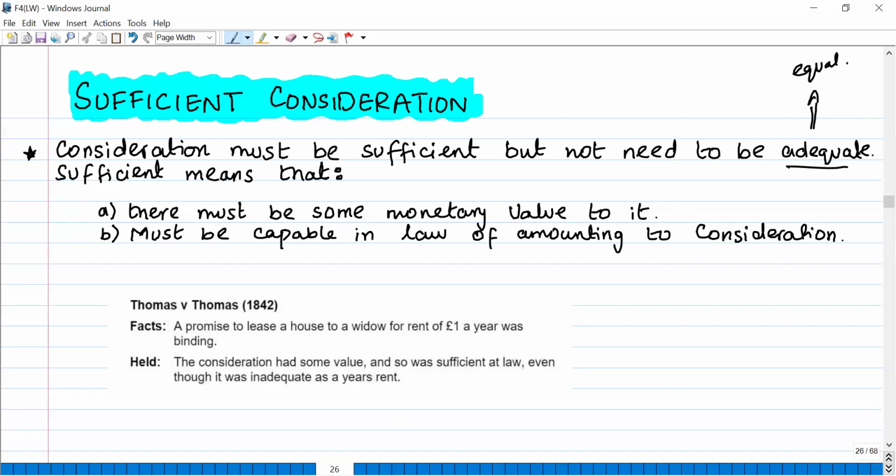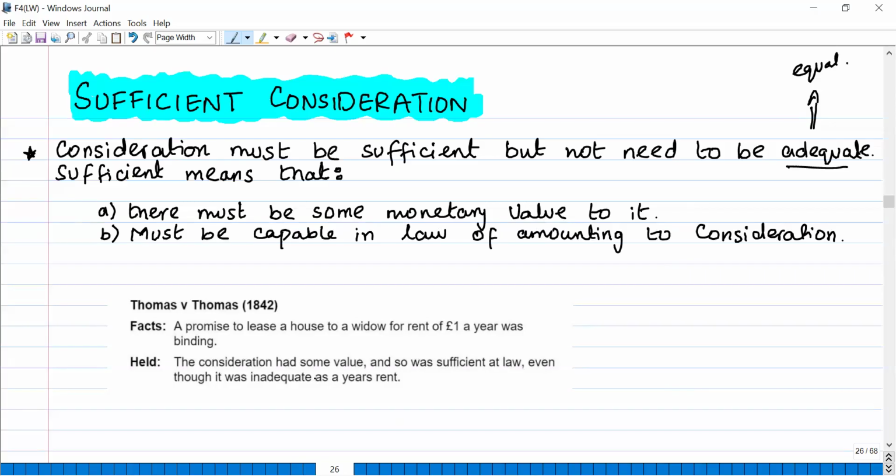Sufficient means that the consideration must have some monetary value, and it must be capable in law of amounting to consideration. The law considers that thing as consideration, okay. For example, there's a very important case: a promise to lease a house to a widow for a rent of £1 a year was binding. It's a very interesting case, Thomas versus Thomas.